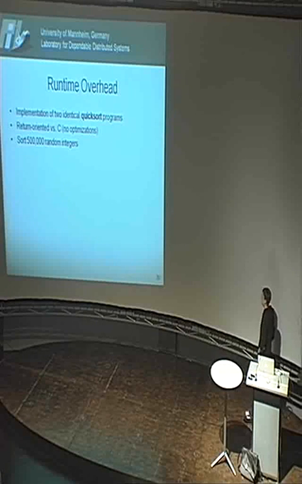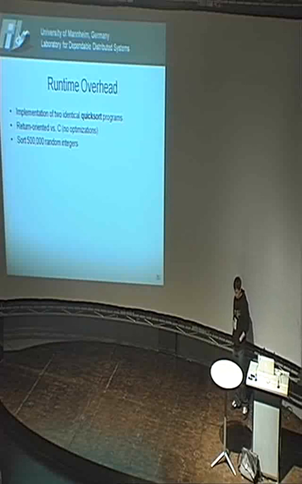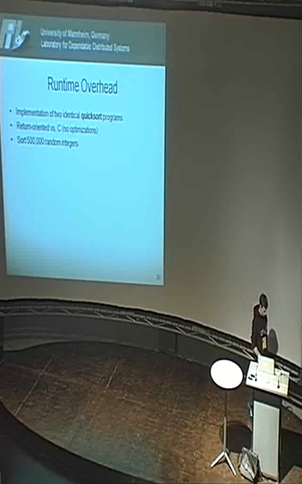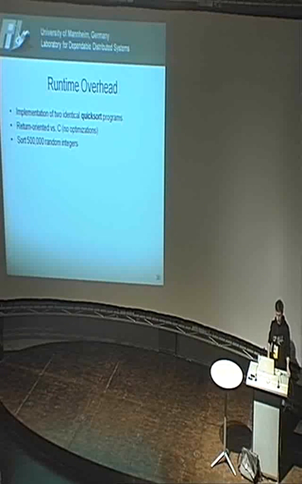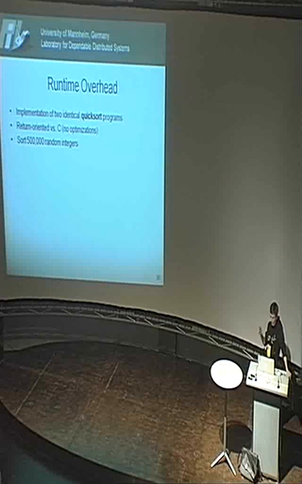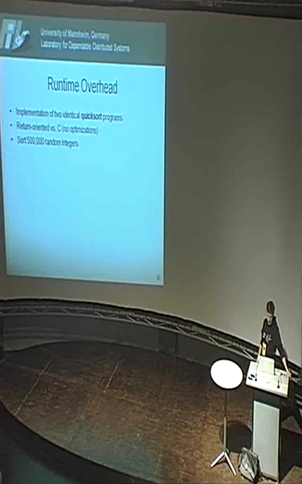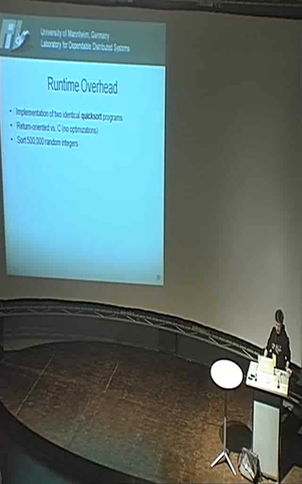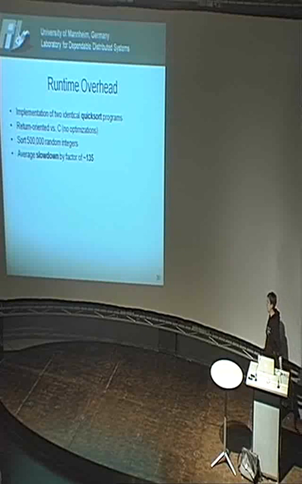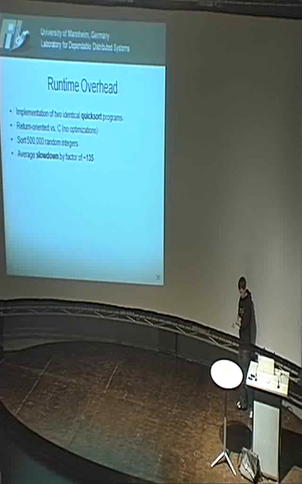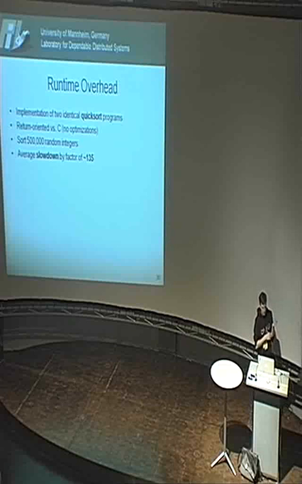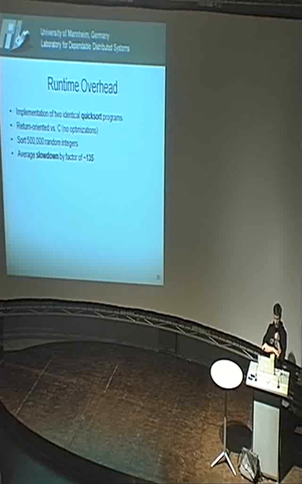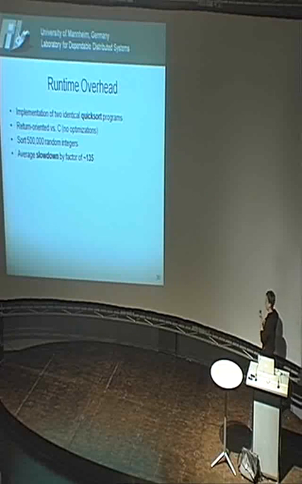Another thing that we measured was the runtime overhead of return-oriented programs created with our framework. So we implemented two different versions of quicksort. That's why I showed you the quicksort code. We did this in C and in our return-oriented programming language. The algorithm is, of course, exactly the same. We let it sort 500,000 random integers, and the result was kind of significant. We had a slowdown by a factor of 135 for our return-oriented programs.